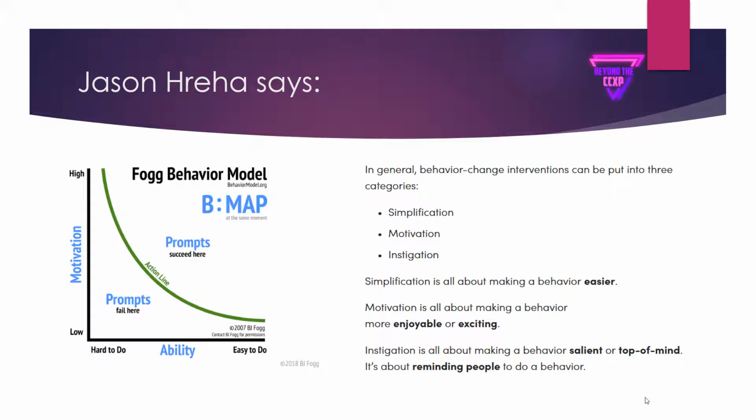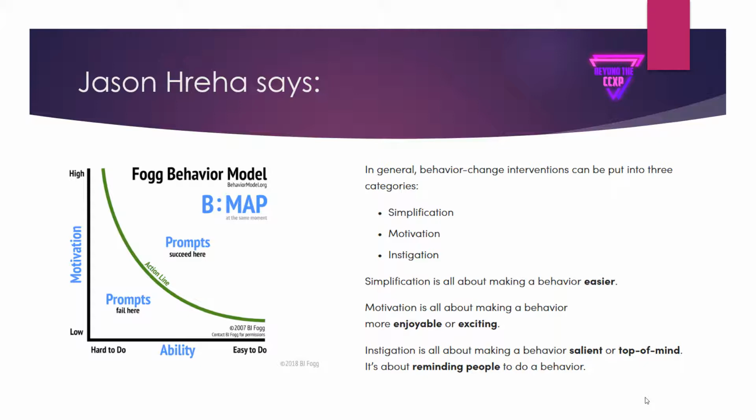Now, Jason Hreha, who's one of my favorite behavioral scientists, wrote an article, and the text on the right side of the screen is an excerpt from it. I love this. He says, in general, behavior change interventions can be put into three categories: simplification, motivation, and instigation. Simplification is all about making a behavior easier. That's the bottom of the graph, the x-axis. Motivation is all about making a behavior more exciting or enjoyable. That's the y-axis. And then instigation is all about making a behavior salient or top of mind. It's about reminding people to do a behavior.